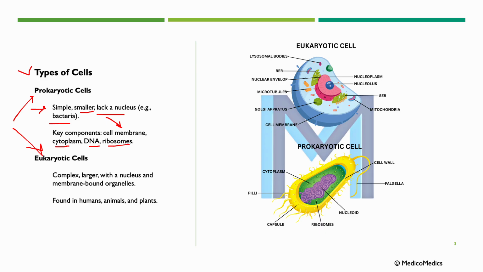While eukaryotic cells, compared to prokaryotic cells, are more complex. They are larger. They have a nucleus and membrane-bound organelles. These are found in humans, animals, and plants.